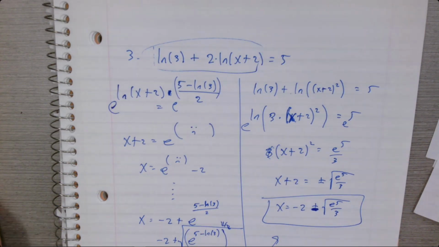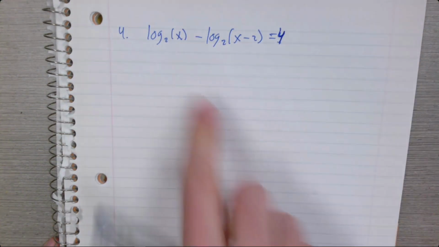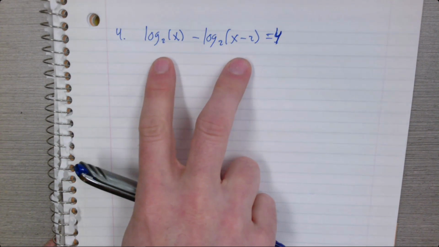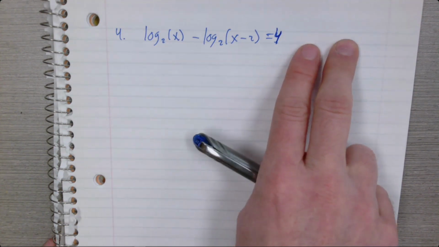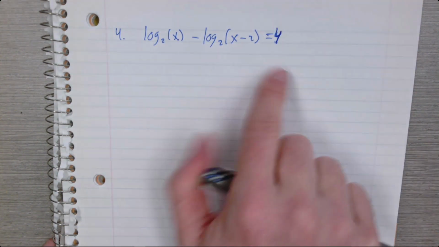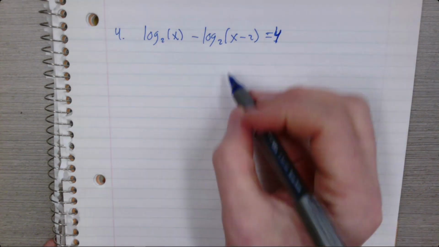Okay, let's do the next one. Okay, so this one, we really do have to use log simplification properties to solve. Well, I guess we don't. I guess we could add the log on this side, and then we could exponentiate, and then we'd be using exponential properties instead of logarithmic properties.